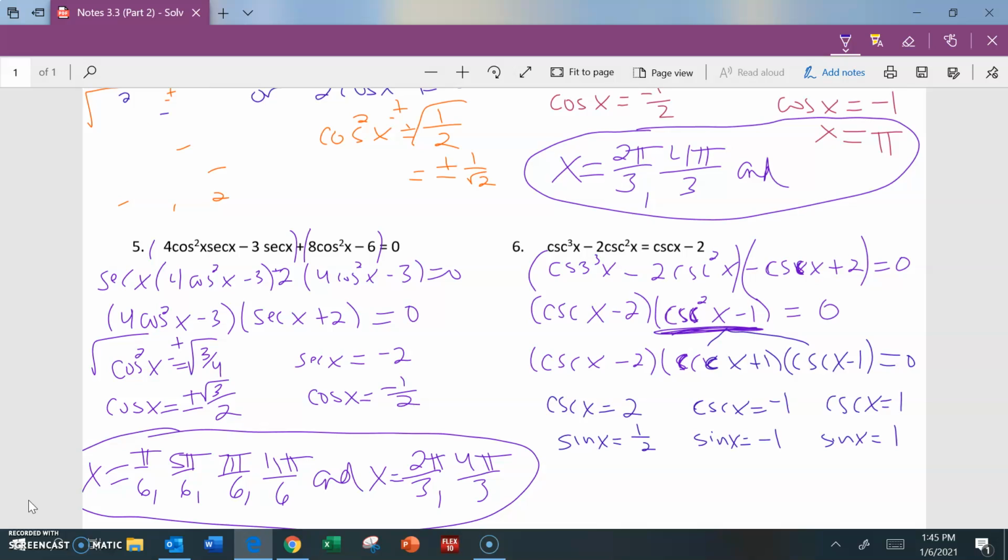So the sine of x equals 1/2 happens at pi over 6 and 5 pi over 6. The sine of x equals negative 1 only happens at 3 pi over 2, because we're looking for that y coordinate, that negative 1. And the sine of x equals positive 1 only happens at pi over 2. So we end up with 4 answers: pi over 6, 5 pi over 6, 3 pi over 2, and pi over 2.